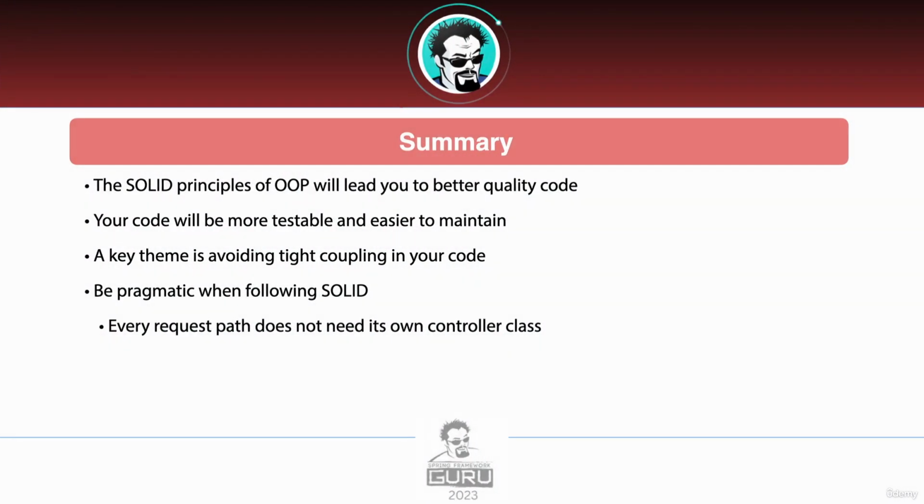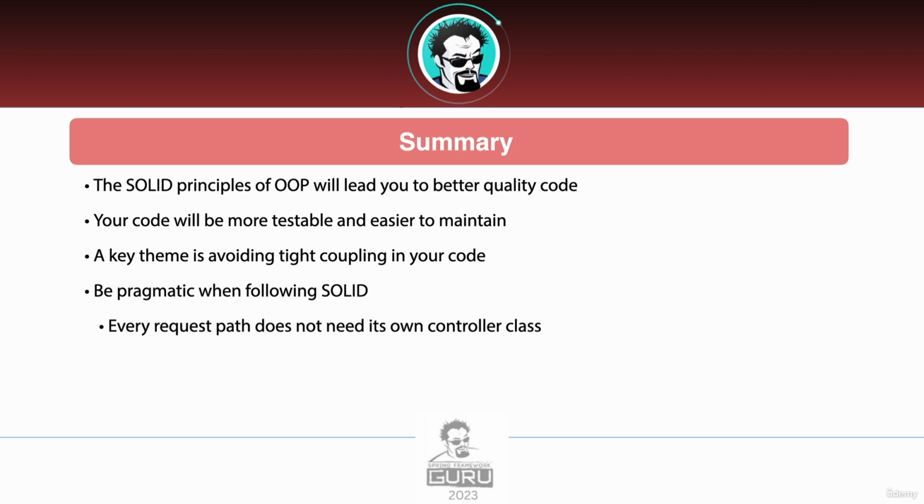So in summary, the SOLID principles of OOP will lead you to write better quality code. Your code will be more testable and easier to maintain. A key theme throughout all these principles is to avoid tight coupling in your code. So think about that 2,000 line method. That's just insane, to be honest with you. It's just a bunch of code. A lot of it would be unreachable from unit testing. So it's just a bad, very fragile piece of software.